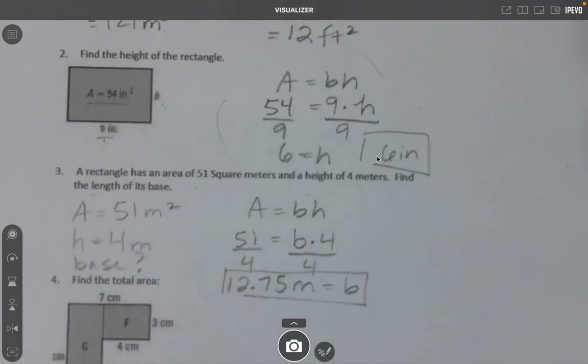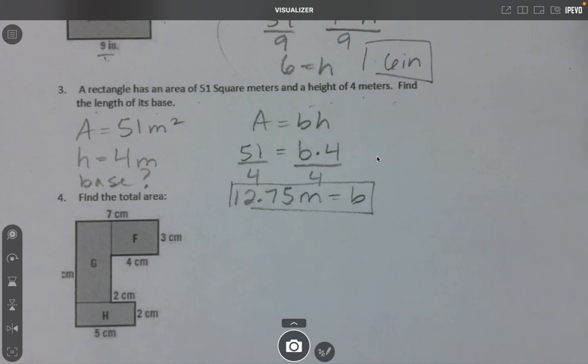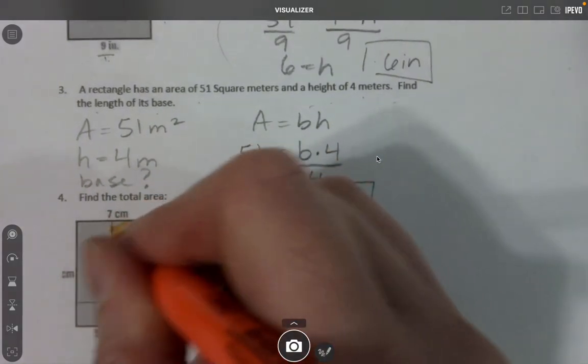On this last one, we've got kind of a complicated area model here. So we're trying to find the area of the whole thing. So I'm going to break this into parts, and I'm going to look at F and G and H. And I'm just going to do F first because it's first in the alphabet.